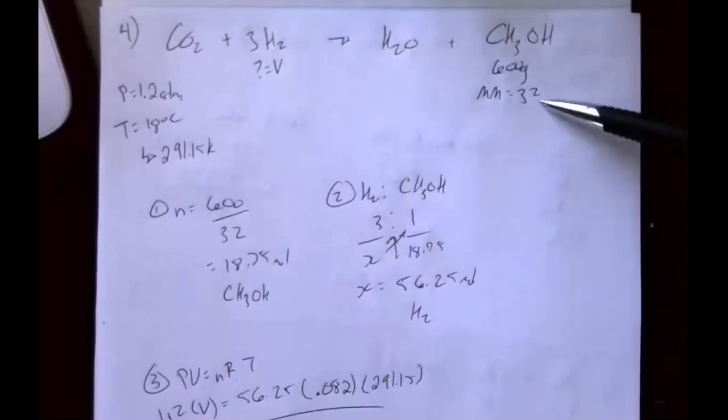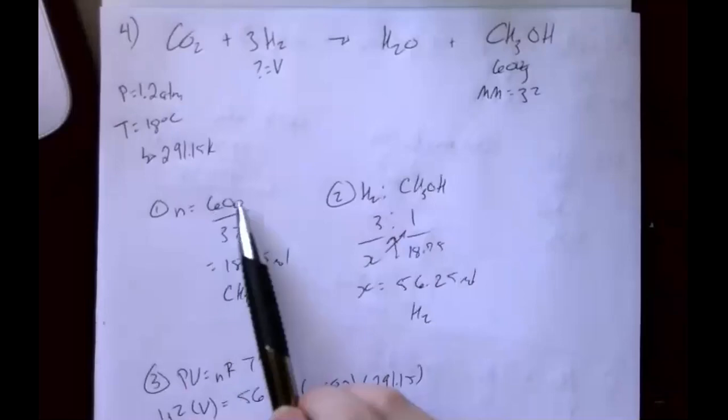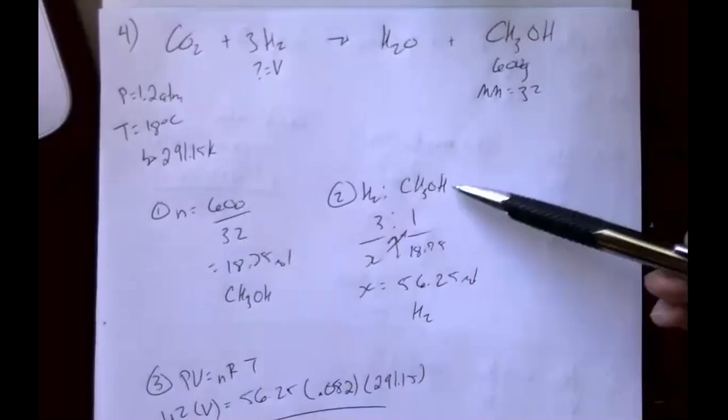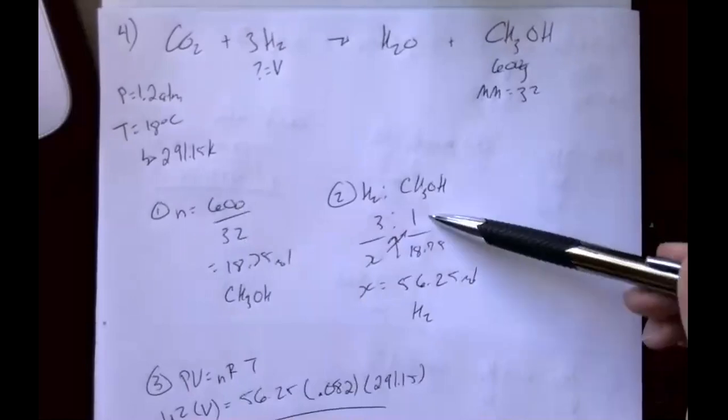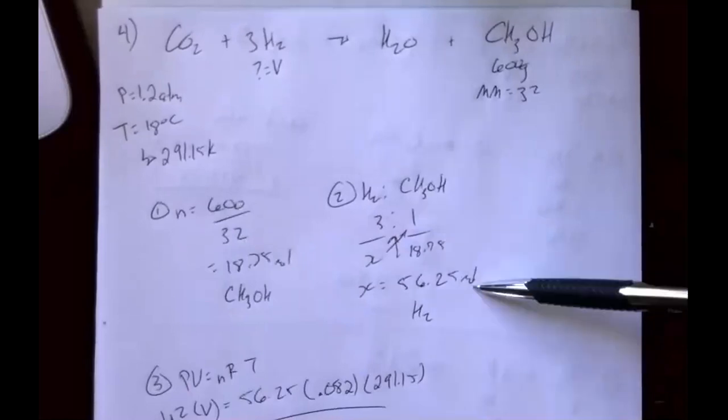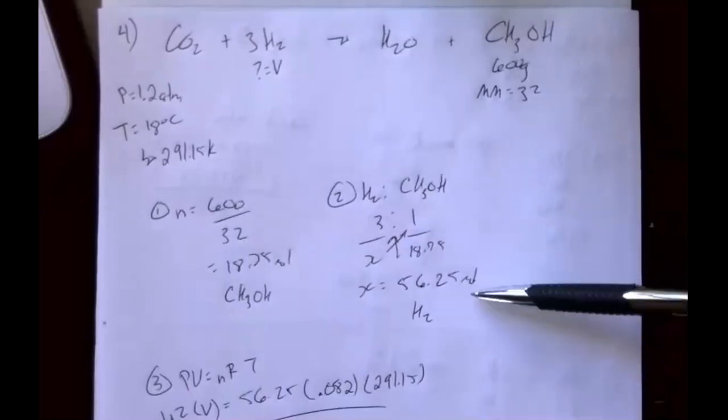Again, anytime I see grams, I think moles equals mass over molar mass. So I found the molar mass of my CH3OH, which is 32. I then plug the 600 grams and the 32 into moles equals mass over molar mass, and I find that I have 18.75 moles of CH3OH. I then set up my mole ratio between my hydrogen gas and my CH3OH. It is a 3-to-1 ratio. And then I plug in my moles of CH3OH and cross multiply to get 56.25 moles of hydrogen gas.